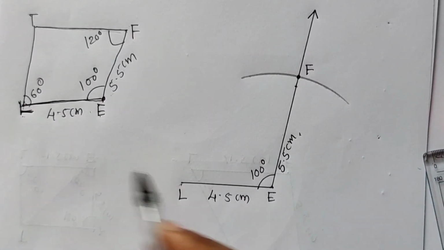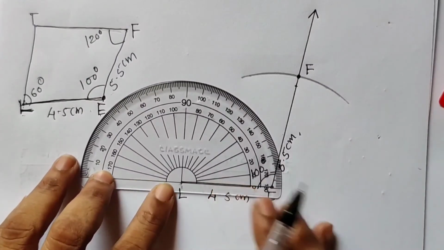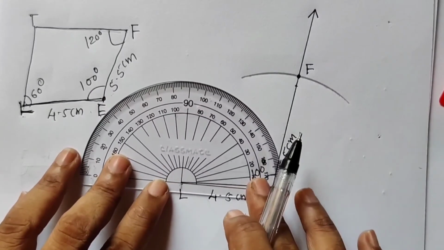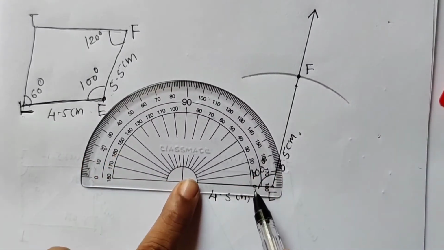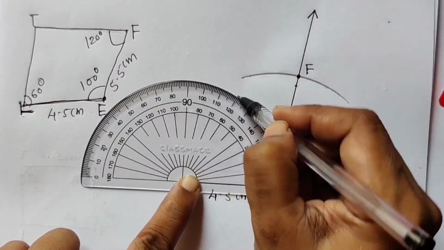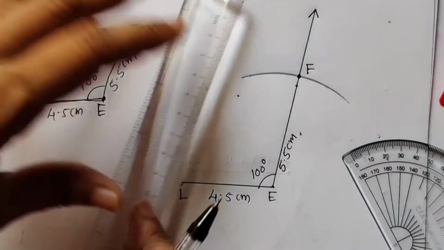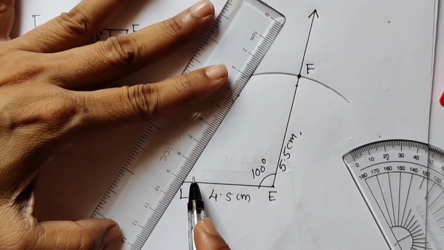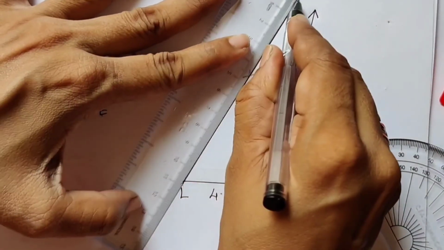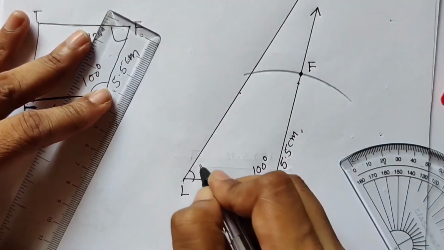Now angle L is 60 degree. We put the midpoint of protractor on point L. Now see children, line segment is on the right hand side. So we start counting from the 0 of right hand side. This 0, lower 0, 0, 10, 20 like this. Here it is 60. Then make the point over there and then draw a ray. You can draw a big ray like this. Okay, and in this way we have got here 60 degree.